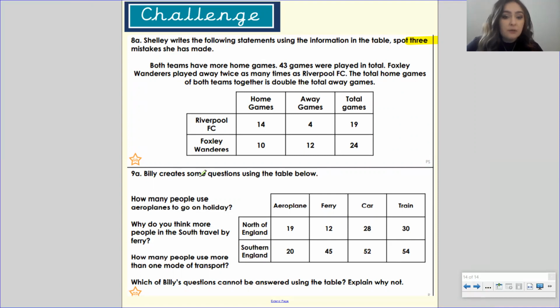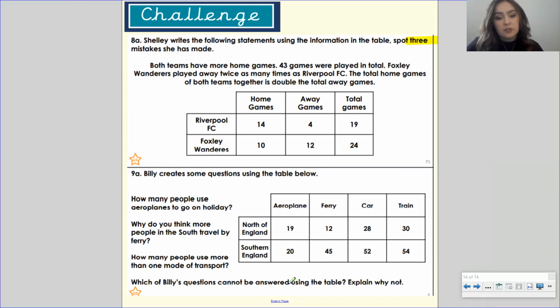Question 9 says, Billy creates some questions using the table below. So here's your table, and here are your questions. How many people use aeroplanes to go on holiday? Why do you think more people in the south travel by ferry? How many people use more than one mode of transport?